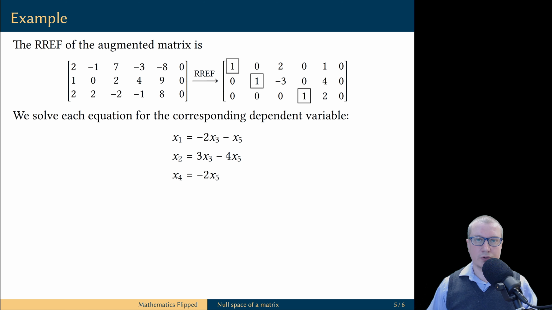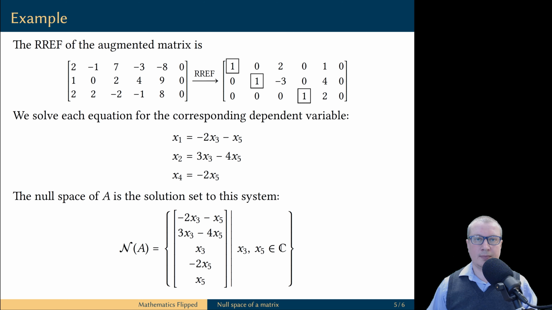Then we are going to solve each equation for the corresponding dependent variable, and we see that we have two free variables, x3 and x5. We use these two free variables to describe the infinite solution set of the homogeneous linear system.